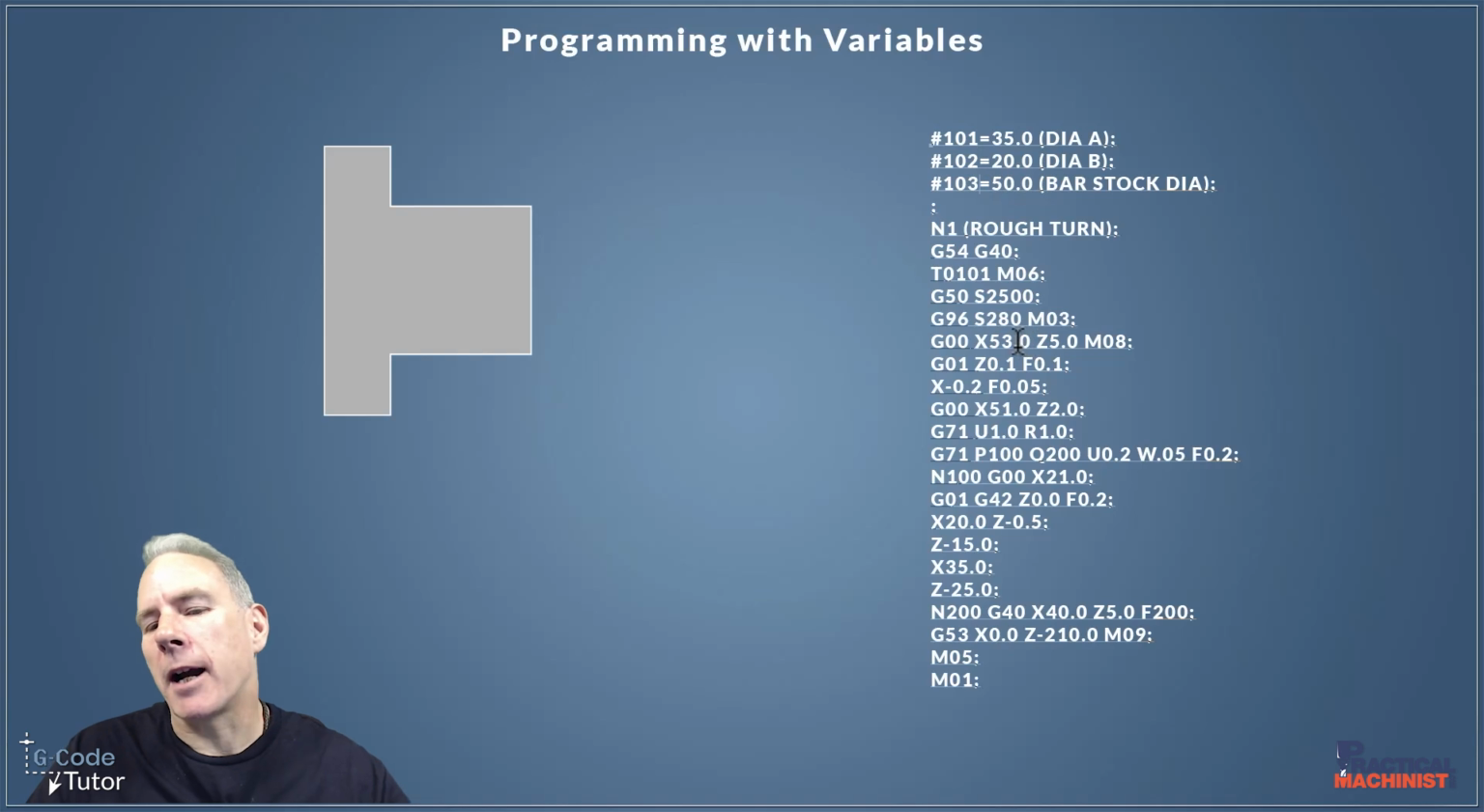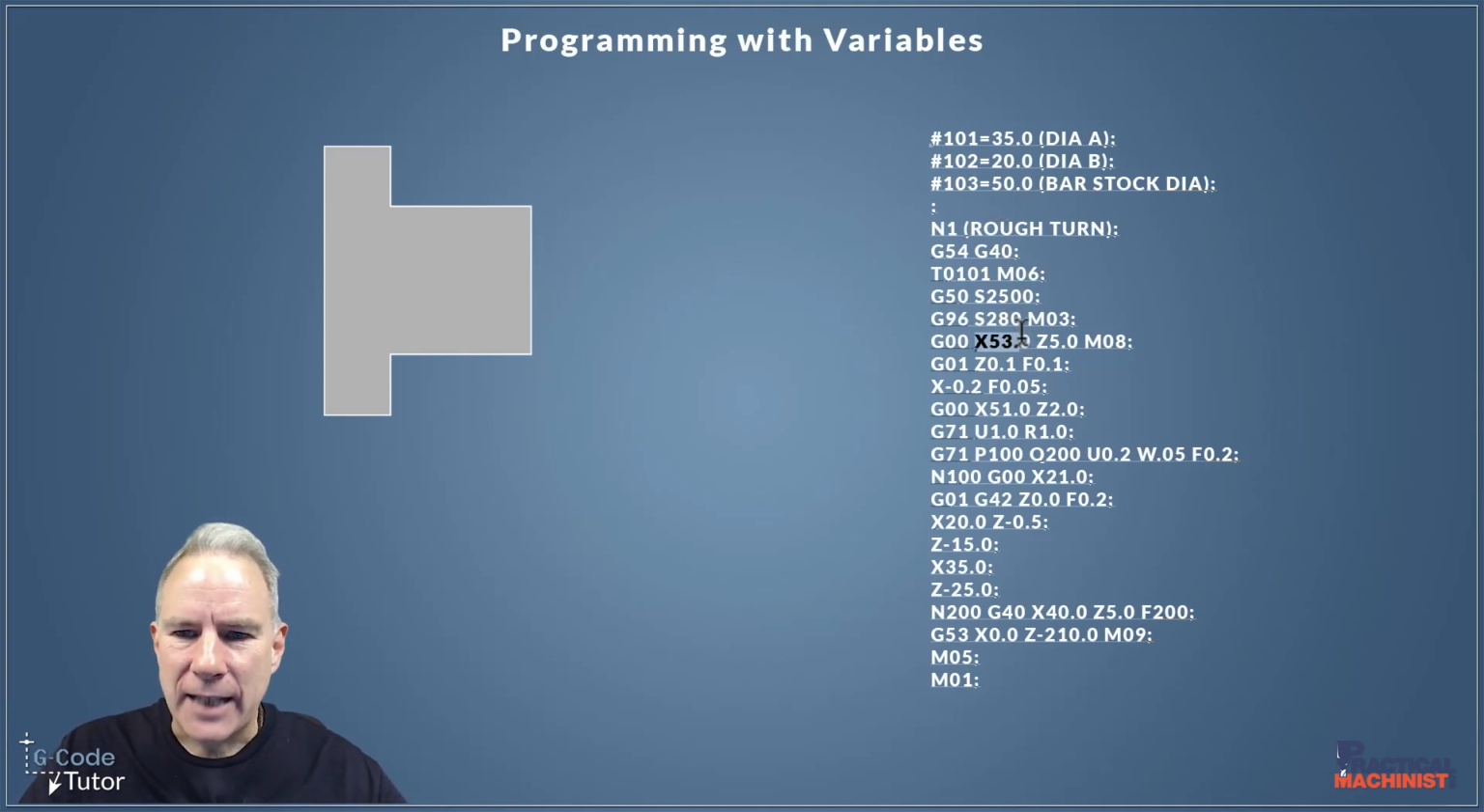Okay, so how does this work? Let's have a look. If we go through our program and take the first X move, we've got X53 here. What that is, is our stock bar size plus 3mm clearance, because it's a rapid move. It's our first rapid move as the tool approaches the part.